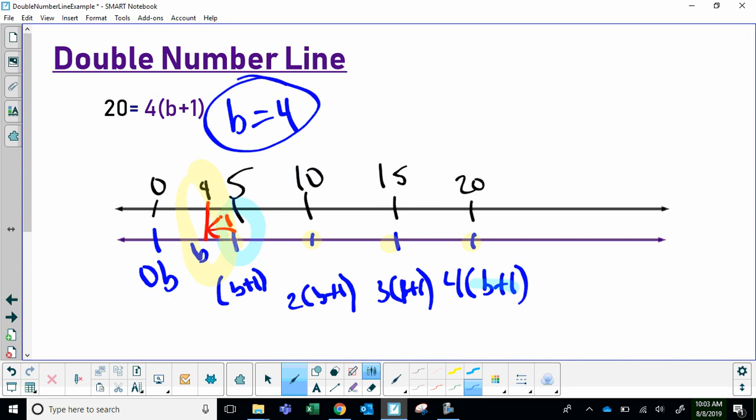Well, I hope you like this different way of looking at solving, and hopefully it helps make sense of the balance that we're trying to do when we solve equations and why we do the steps we do.